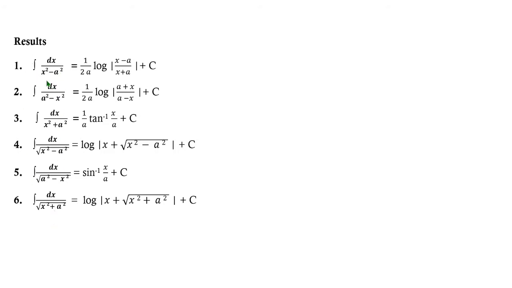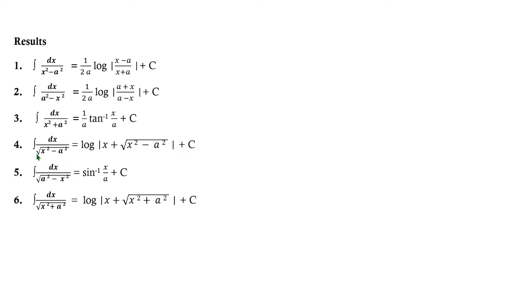First one is integral dx by x square minus a square is equal to 1 by 2a log mod x minus a by x plus a plus c. Integral dx by a square minus x square is equal to 1 by 2a log mod a plus x by a minus x plus c. Integral dx by x square plus a square is equal to 1 by a tan inverse x by a plus c.